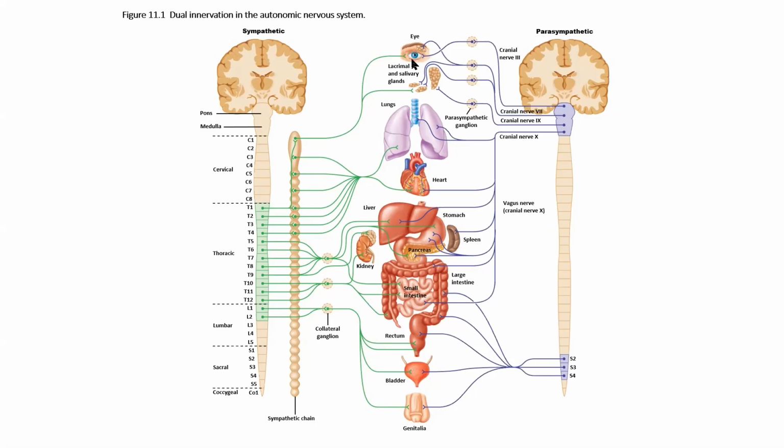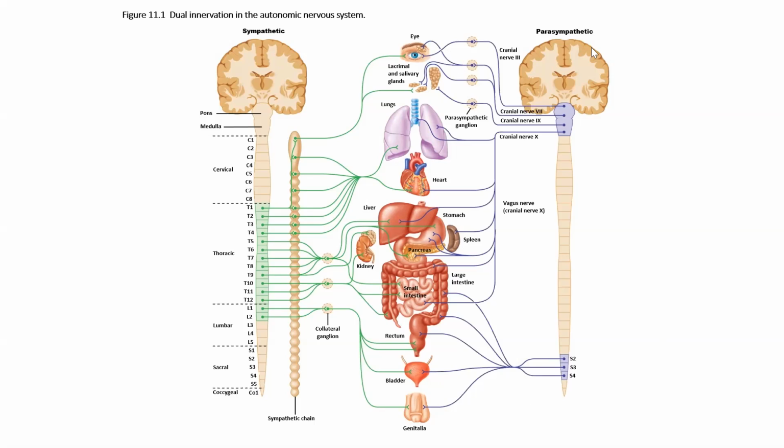We've got the glandular secretions of the eyes, glandular secretions in the mouth, right? The salivary glands. We've got functions of the lungs, which has lots of smooth muscle. We've got the heart, which is under innervation of the ANS. We've got the liver and the entire GI system, the bladder, the genitalia.